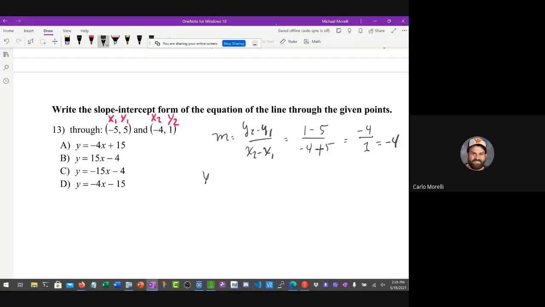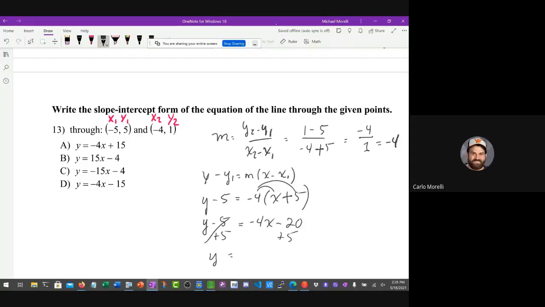Now I use this equation, y minus y1 equals m, open parentheses, x minus x1. Plug in my numbers. Y minus y1 is y minus 5 equals m, which is negative 4, open parentheses, x minus x1, which is negative 5. That's a double negative. That becomes positive. Then we distribute the negative 4. So y minus 5 equals negative 4x minus 20. Add 5 to both sides, and you get y equals negative 4x minus 15. D.